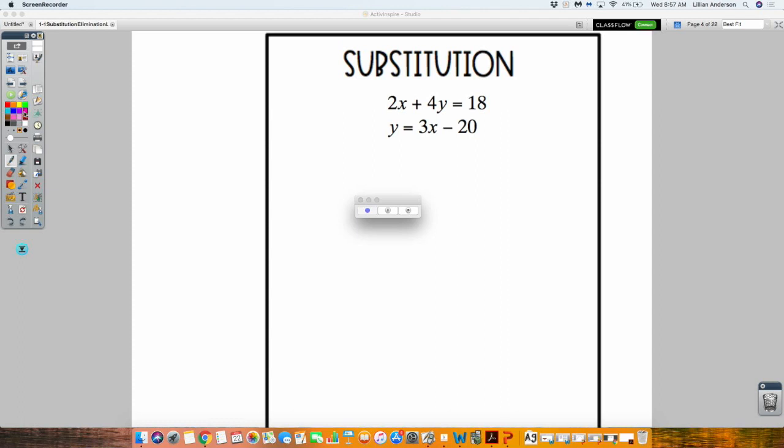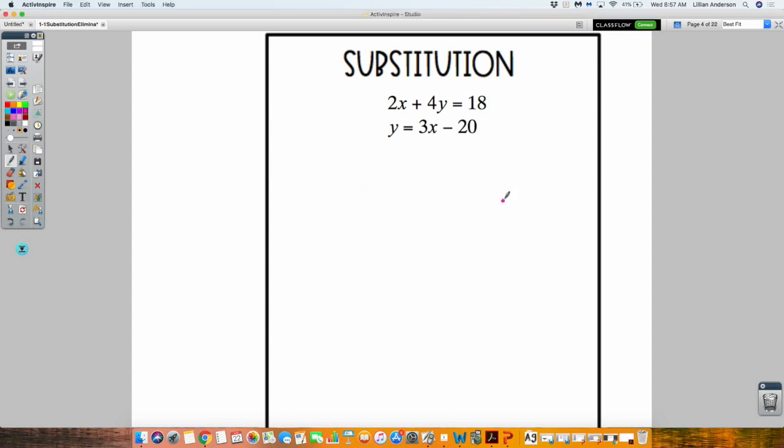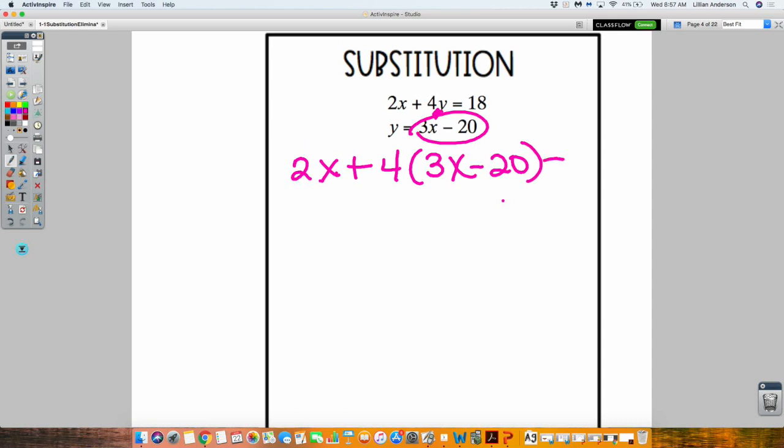So you took that 3x minus 20 and you plugged it in, right? You plugged it in for y. So then that gave you 2x plus 4 parentheses 3x minus 20 equals 18. Yes? What did I have to do with that 4? Distribute. So then that gave me 2x plus what? 12x. Keep going. Minus 80. Minus 80. Equals 18.